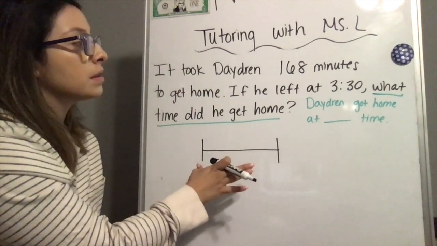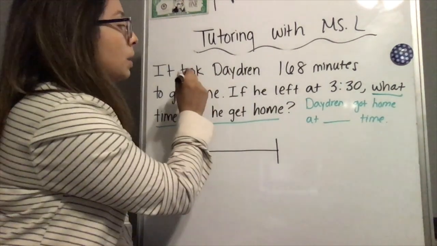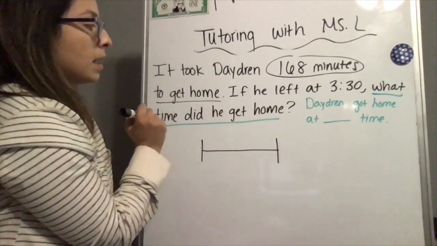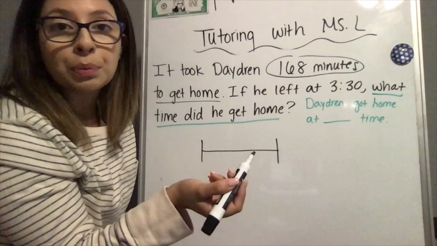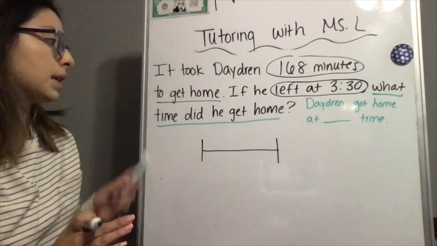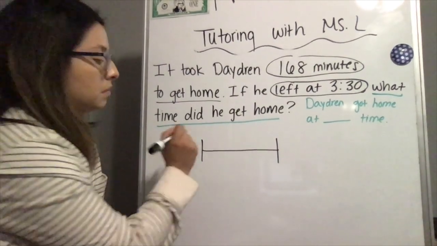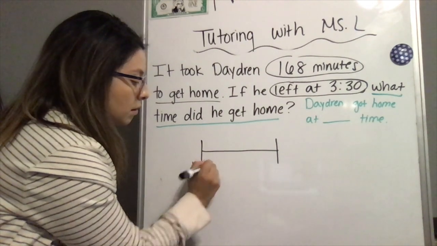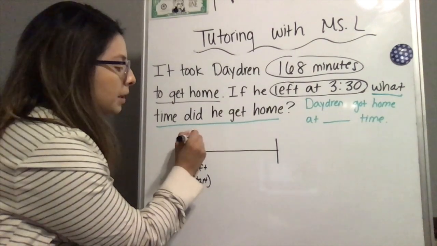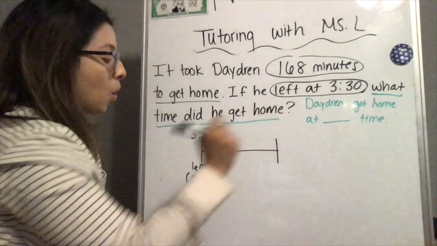Before I solve this, let's go back to this word problem and circle our important information. So it took Daedrin 168 minutes to get home. Okay, you can underline that or circle it, whichever you prefer. If he left at 3:30, what time did he get home? So once again, leaving might be your starting point. So if he left, that could be when he started. He left at 3:30. And remember, we want to know what time did he get home.